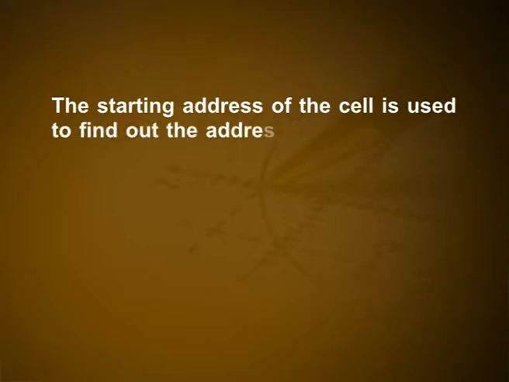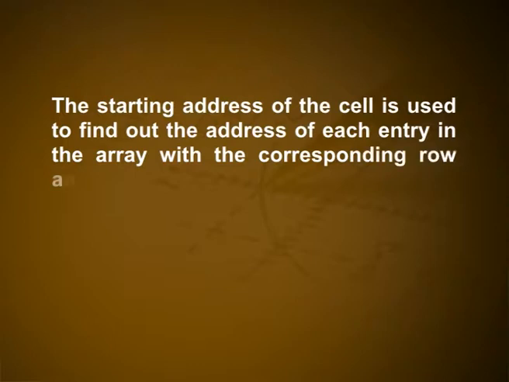In this case, the array is static and we can calculate the amount of memory needed for the entire array in advance and reserve a block of contiguous memory cells for that array. The starting address of the cell is used to find out the address of each entry in the array with the corresponding row and column value.